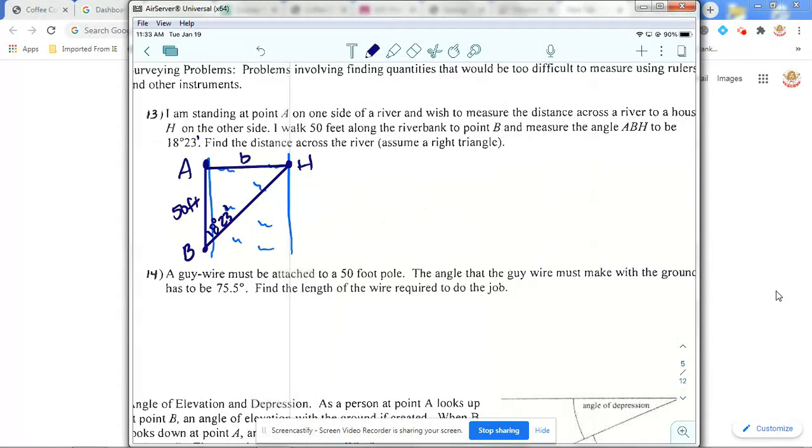Then we need to figure out what trig ratio to use with our given information and what we want to find. We have this angle and this side, and we want that side. So that's going to be the tangent of 18 degrees 23 minutes is equal to the opposite over the adjacent. And when the variable is up high, you're going to multiply.